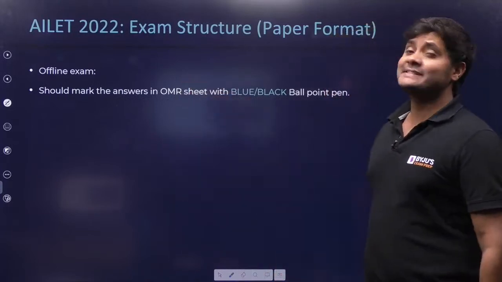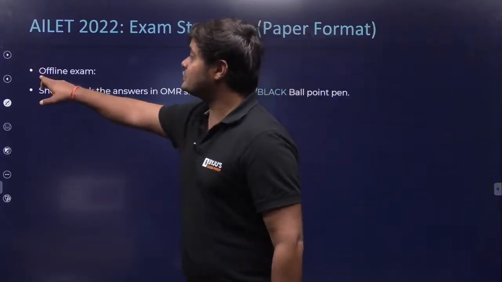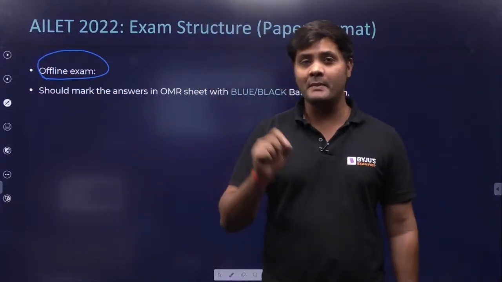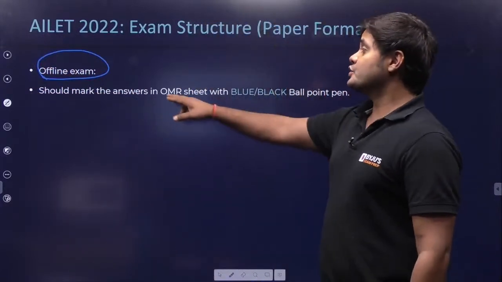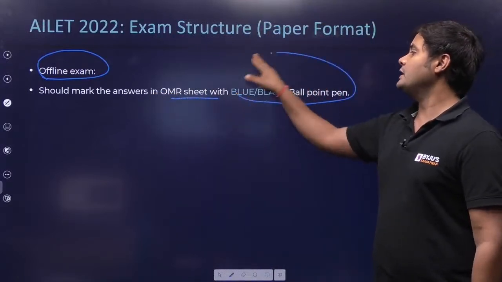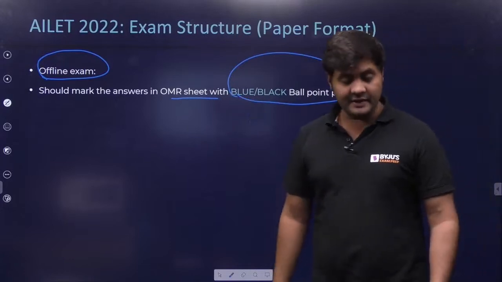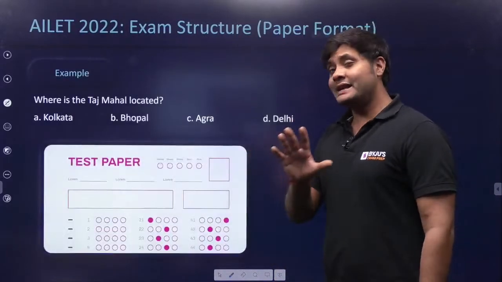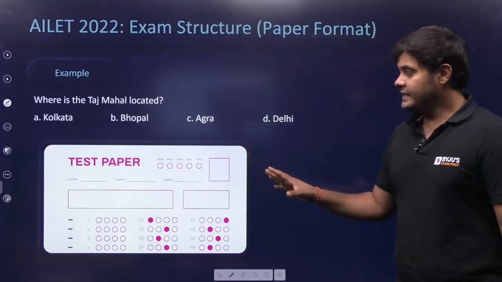All right, so the exam will be an offline exam, so that means you will have to physically mark the OMRs really carefully. You should mark the answers in the OMR sheet with only a blue ball point pen. We've discussed this in great detail earlier as well. It's very important. Let us see an example here.